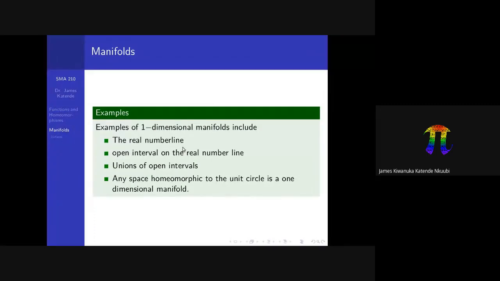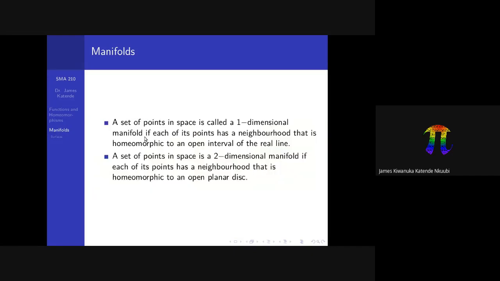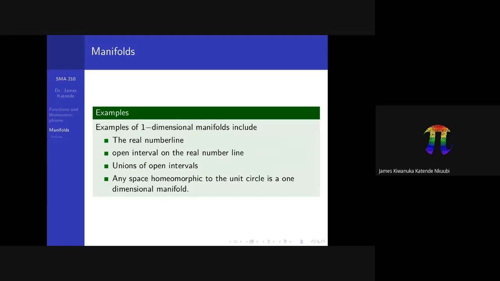So here we look at some examples of one-dimensional manifolds. The first one we look at is the real number line. The real number line is a one-dimensional manifold because if you pick any point on the real number line, any neighborhood of that point will be some open interval of the real number line. So it will be homeomorphic to an open interval of the real number line, and that is what we saw as a definition. So the neighborhood is homeomorphic to an open interval. That's true for the real number line.